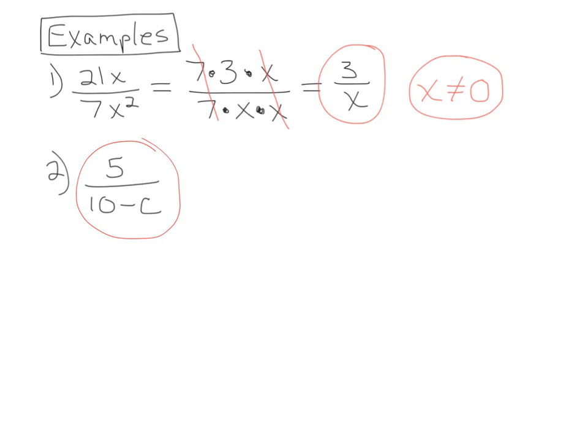And what's your excluded value? What would make this denominator equal to 0? Well, 10 minus 10 would equal 0. So your excluded value, c cannot equal 10.